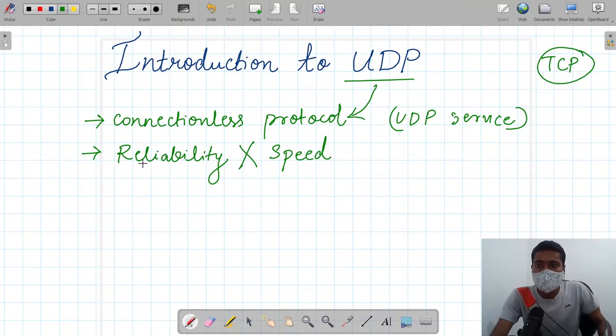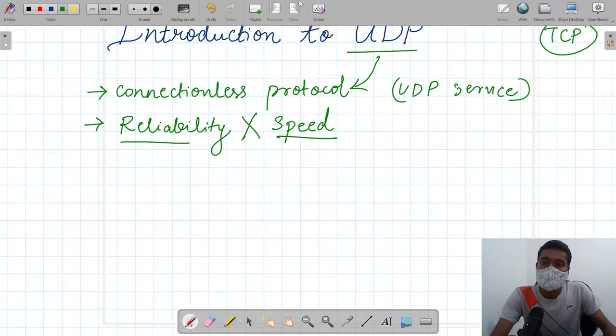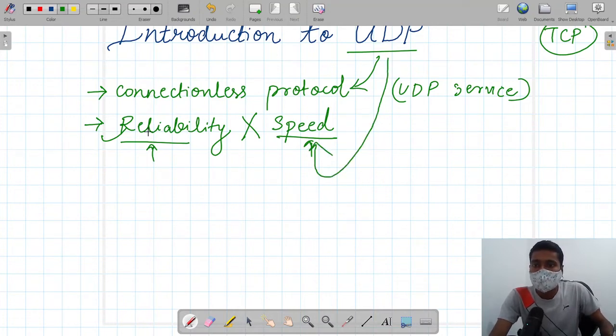Now the next thing is reliability and speed. Basically, this is a one-or-the-other game: either you choose reliability or you choose speed. If you choose reliability, you give up speed, or you choose speed and give up reliability. It's simple and straightforward. UDP relies on speed, and it sacrifices reliability. That's why it is an unreliable service.